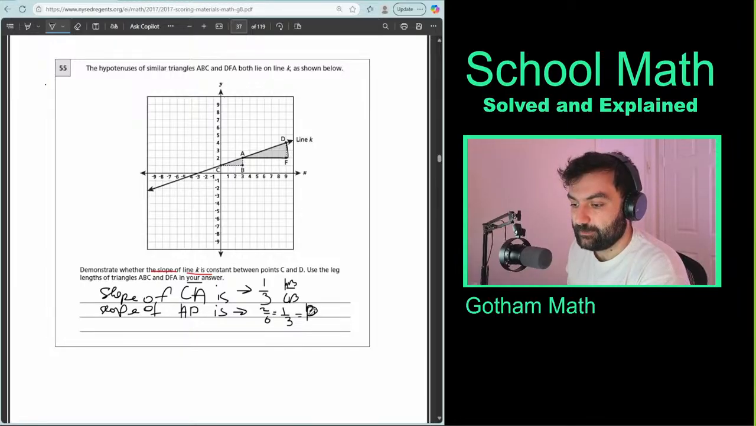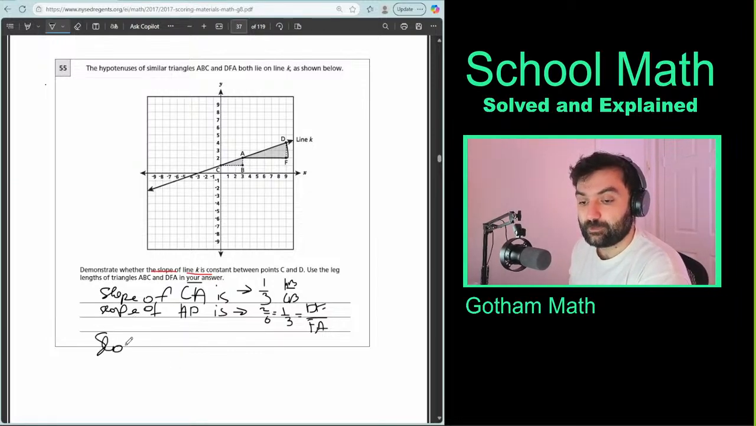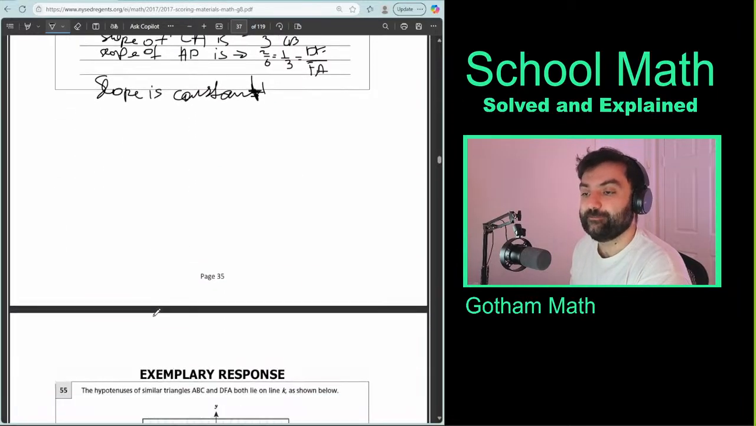Oh, D. You know what? I don't like messy stuff. DF over FA, which means that the slope is constant. Slope is constant. What's wrong with me? All right.